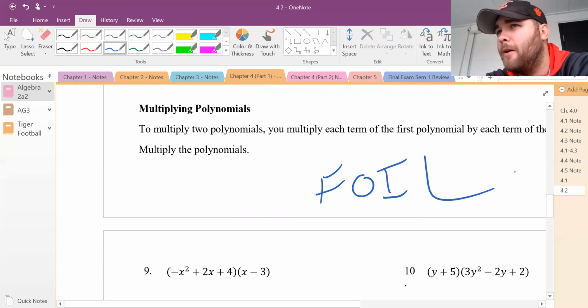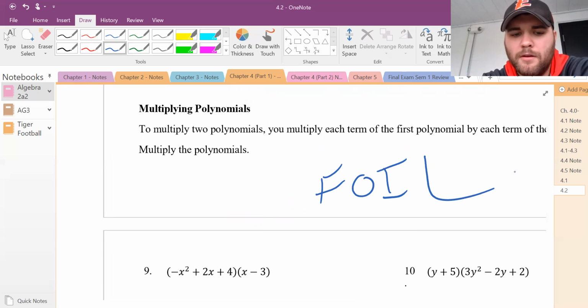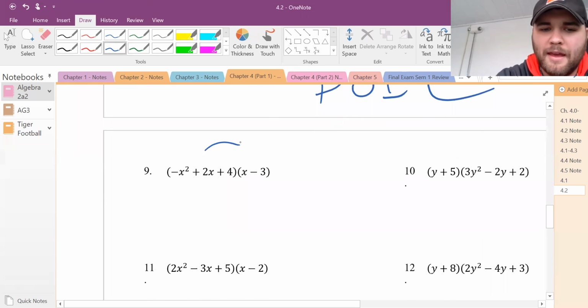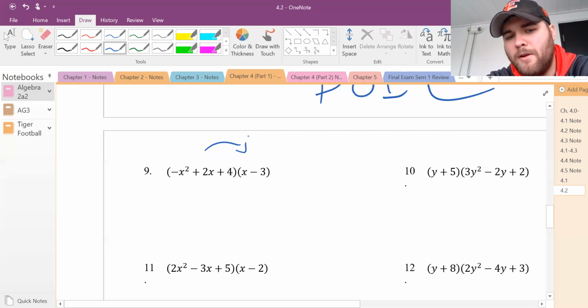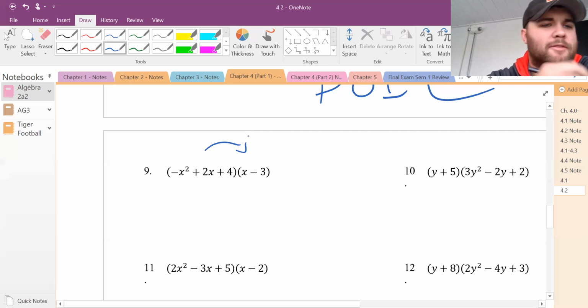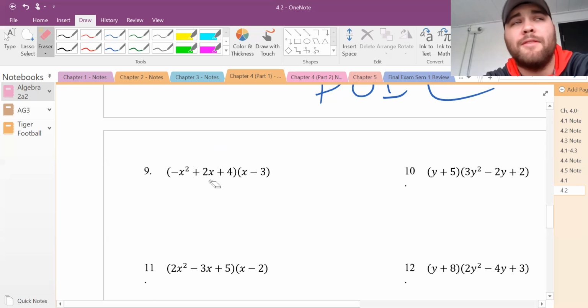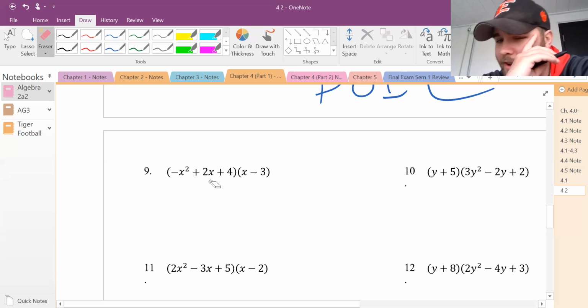Here's the deal. We've already multiplied polynomials, right? Foiling is just 2 binomials put together. That's just the easy form of multiplying polynomials. Now we got a trinomial right here times a binomial. So yeah, you guys have probably never seen something that looks like this, but it's really not that hard of a process. We just got to stay organized. I'm going to show you guys how I do this.